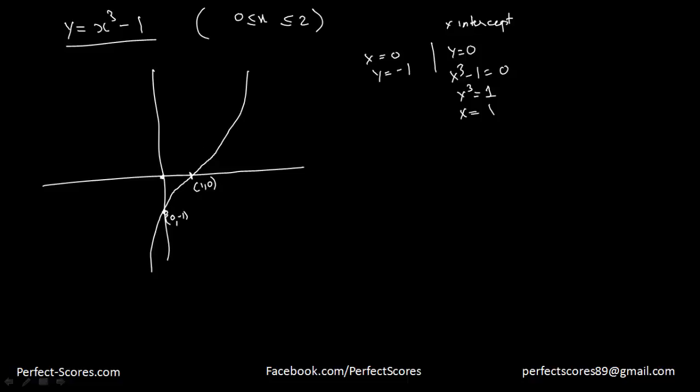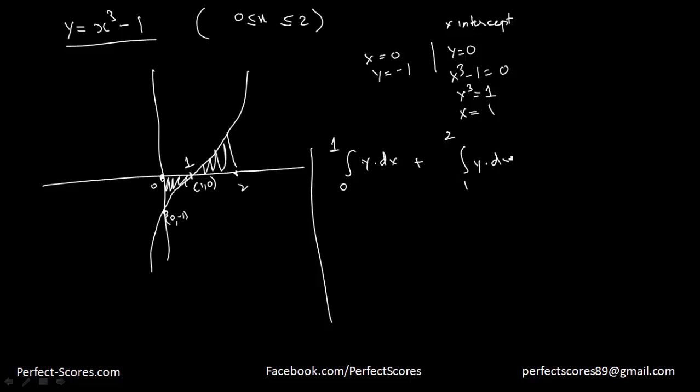So I have to find the area under the curve from 0 all the way till 2. That means that would represent this area, and that will represent this area. So what will I do? I'll integrate them separately. I'll find the area from 0 till 1, and then from 1 till 2. So area from 0 till 1 of y dx, and area from 1 till 2 of y dx, and I will just take the positive. I will not take the negatives at all.